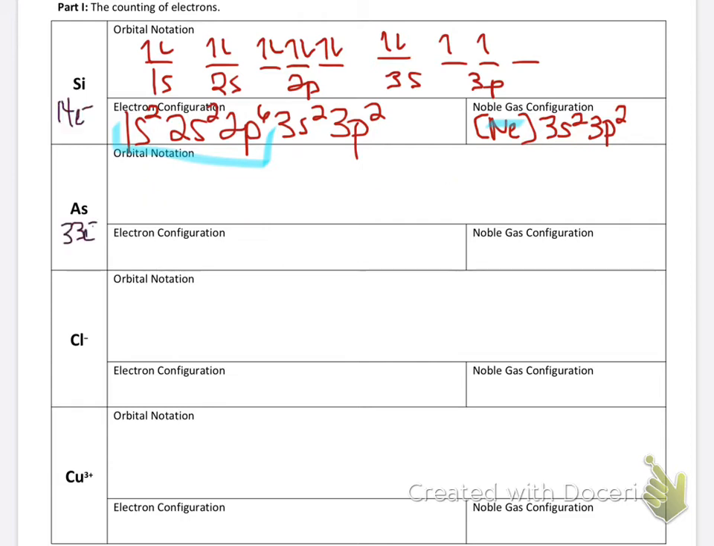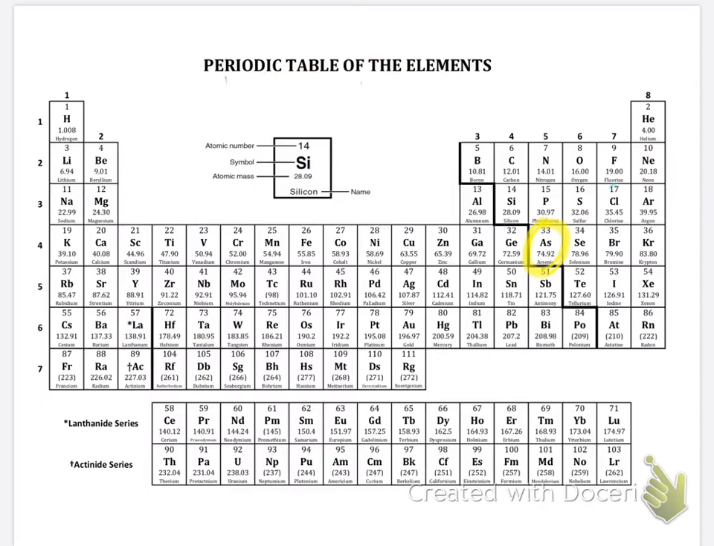So for arsenic, we have 33 electrons that we're going to have to account for. So let's go look at arsenic on the periodic table. So there we have arsenic, number 33. For that orbital configuration, we're still starting at the very beginning of the periodic table with our 1s. We'll draw in its orbitals and electrons.